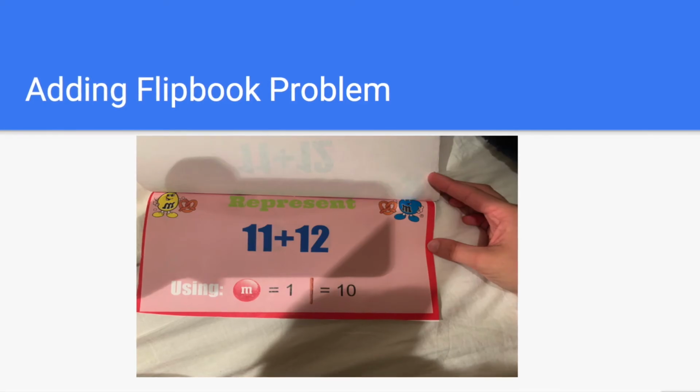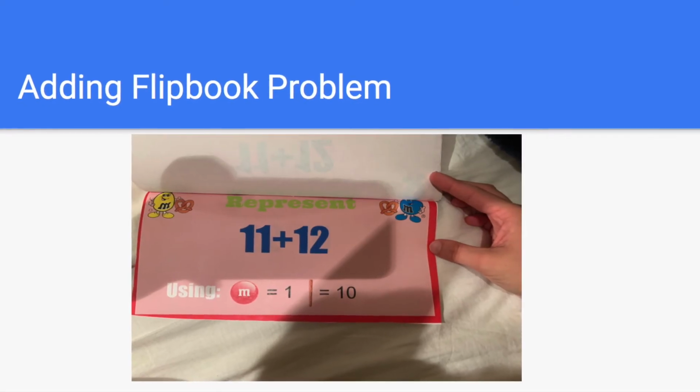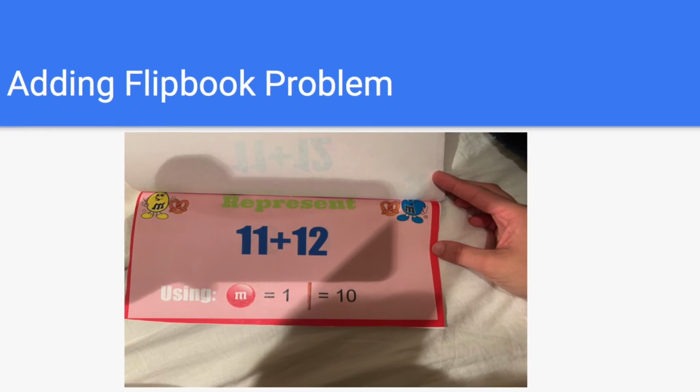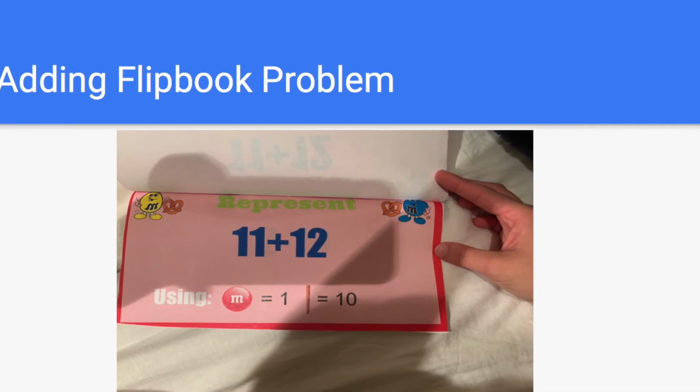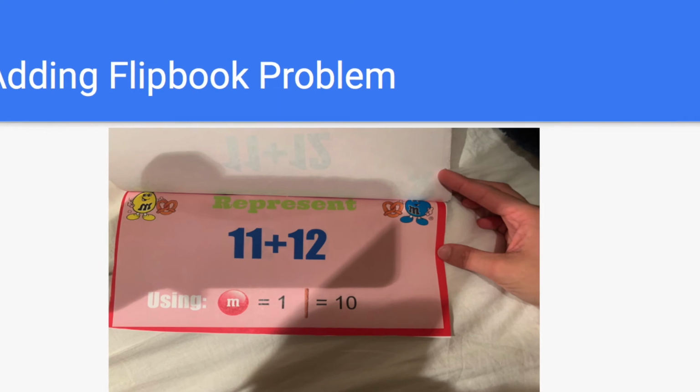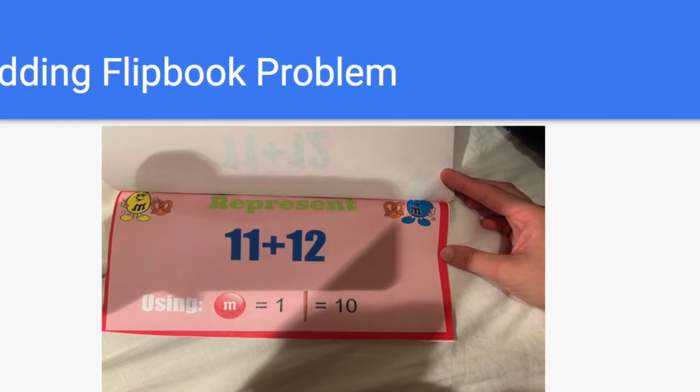Okay, let's move on to another flip book problem. Like I mentioned earlier, they also will be learning how to add and subtract bases. One of the problems in my flip book is represent 11 plus 12. And so here we go, the representation. The student recognizes 11 is 1 base of 10 plus 1 M&M, and then 12 is representative of 1 base of 10 and 2 M&Ms.